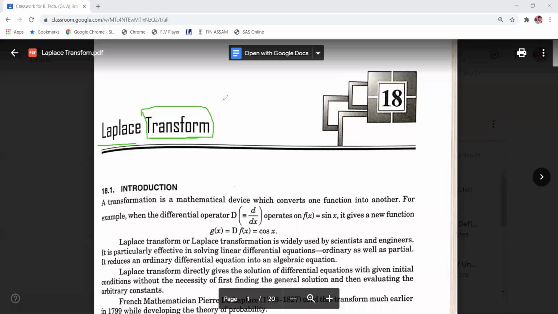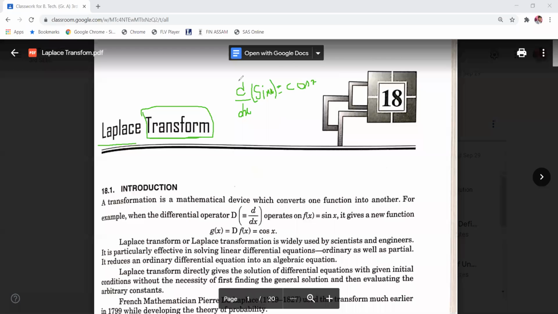So now you already know about differentiation, is it not? Obviously, you know differentiation. Say, if I write d/dx of sine x, so what is the d/dx of sine x? Cos x. d/dx of sine x is cos x.